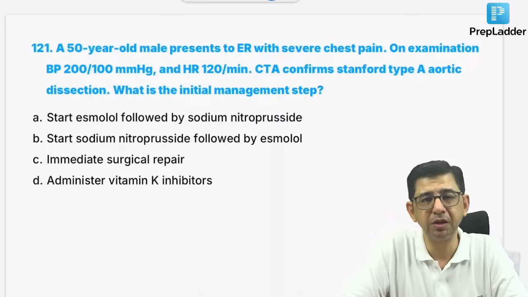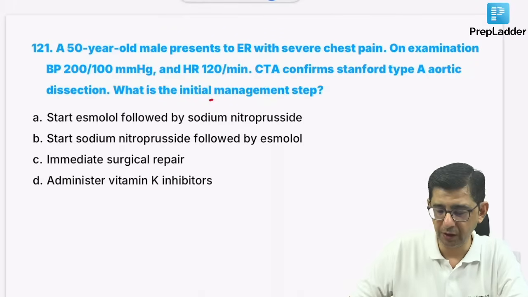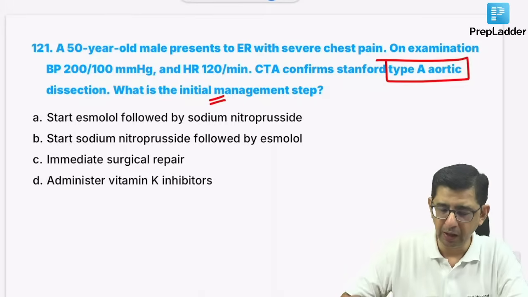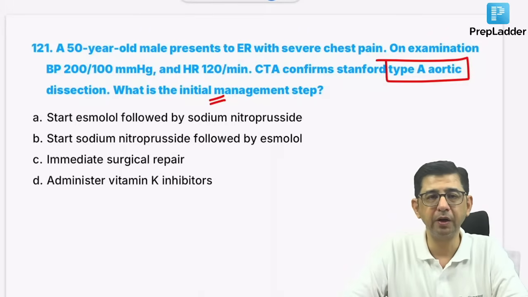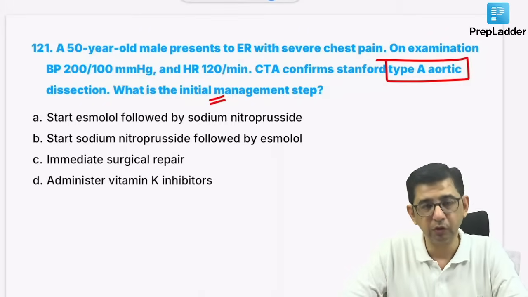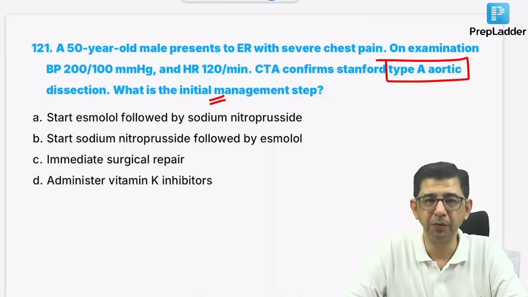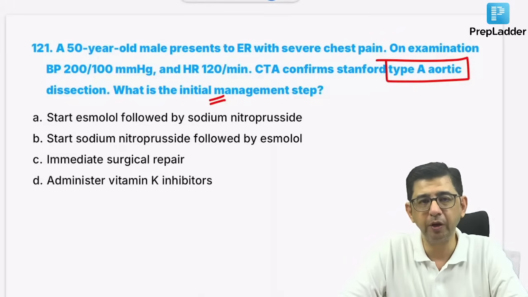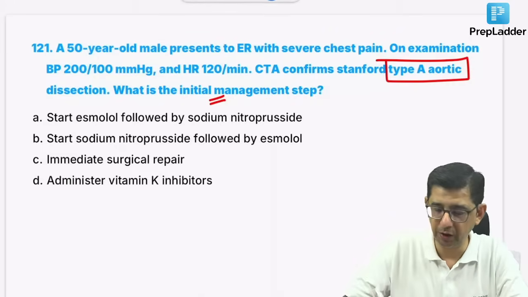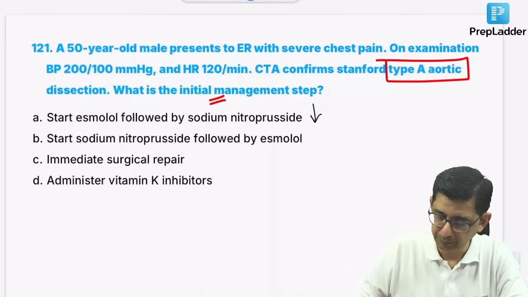This is a question I deliberately kept because I wanted to bring to your attention that the question is regarding immediate management of a Stanford type A aortic dissection, and the BP is super elevated again in this particular case. So first, what we need to do in a patient is, before we take him to the OT, we can give beta blocker to reduce the propagation of the tear. The objective is to decrease the propagation of the tear.